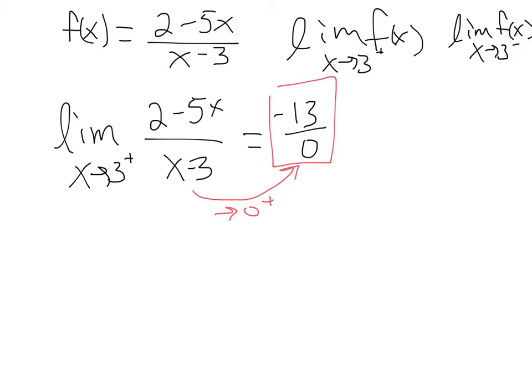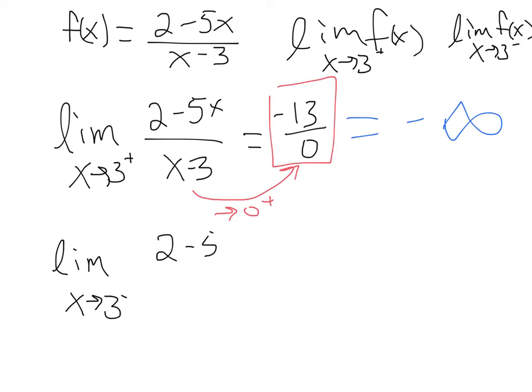Up top, we have a negative number. So we have a negative number divided by a really, really small positive number that gives us negative infinity. Because as that approaches zero, that -13 divided by a number that's really close to zero is going to become infinitely large. But it's negative infinity because the 13 is negative. We can use this same reasoning to evaluate the limit as x approaches 3 from the left of the same function.